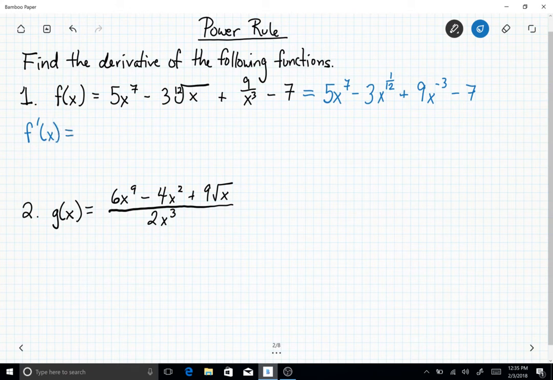When you saw before, I didn't mention it, but that d over dx means we are going to take the derivative of the function. And I'd strongly suggest using that notation. Not saying you have to, but it does help a lot.